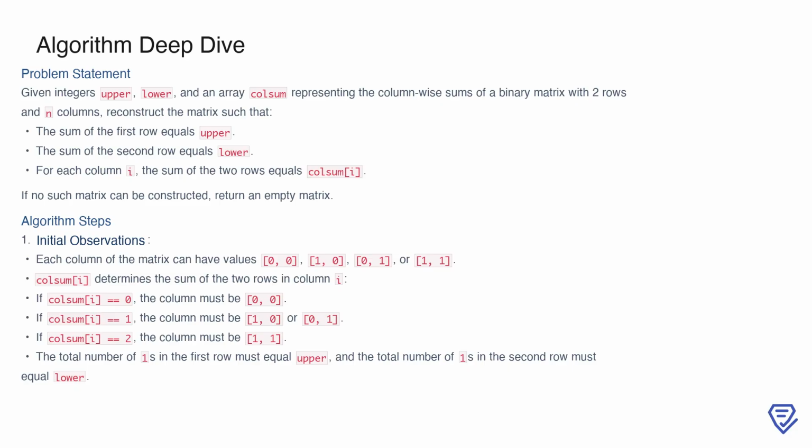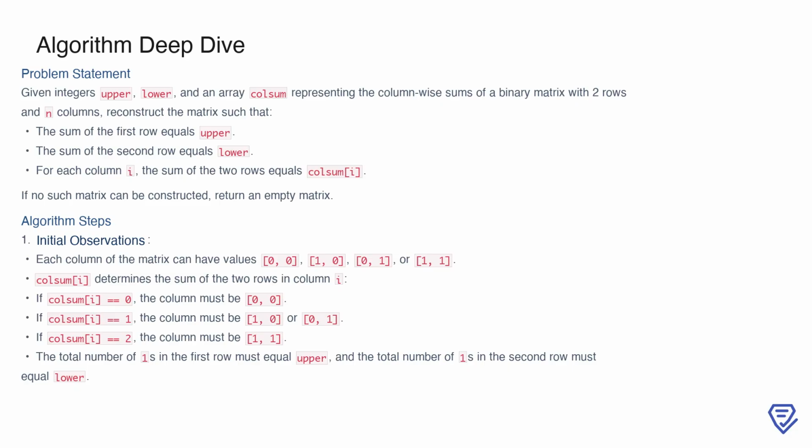You are given three inputs: upper, lower, and an array colsum. The task is to construct a binary matrix with two rows and n columns such that the sum of the first row equals upper, the sum of the second row equals lower, and for each column i, the sum of both rows equals colsum[i]. If it's not possible to construct such a matrix, we must return an empty matrix.